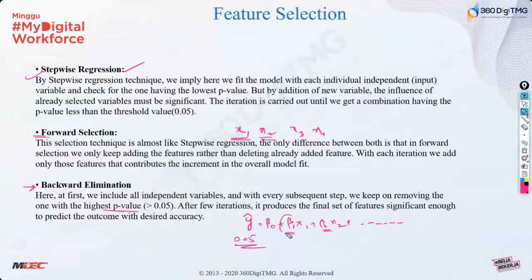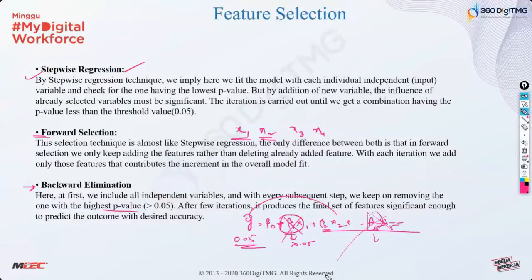Let's say x1, the beta 1 value, is greater than 0.05. So we remove this. Then we redevelop the model with the rest of the variables. Again, we check. Probably coefficient 5 has the next highest p-value. We eliminate that, right? So we keep repeating these steps, eliminating the variables and generating the models.